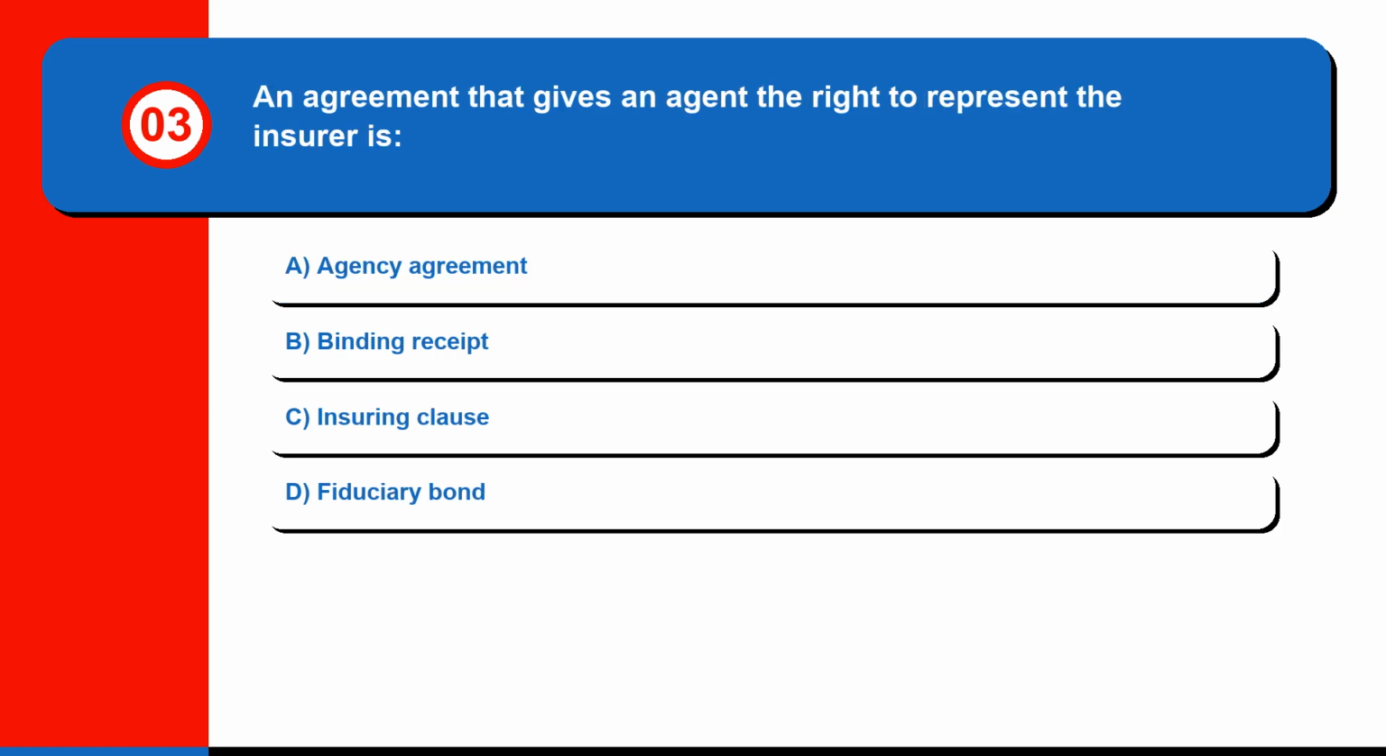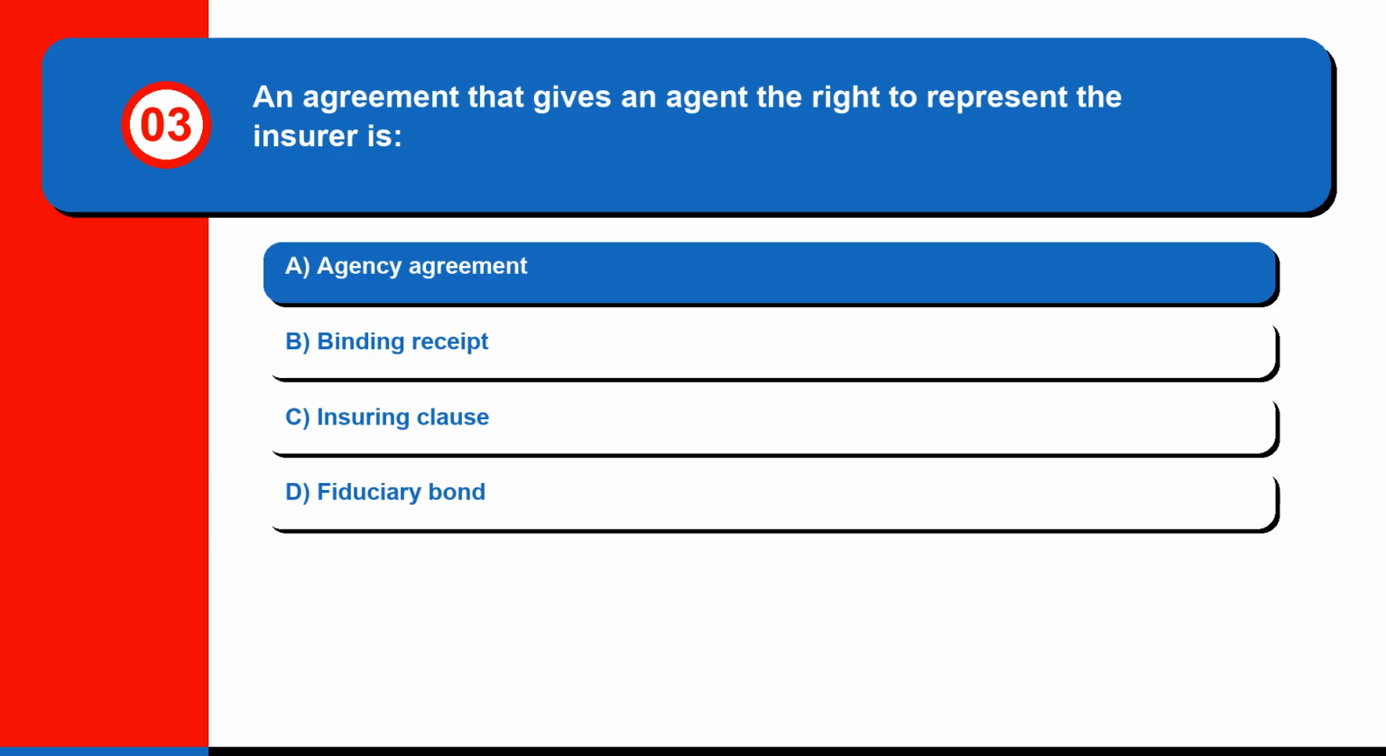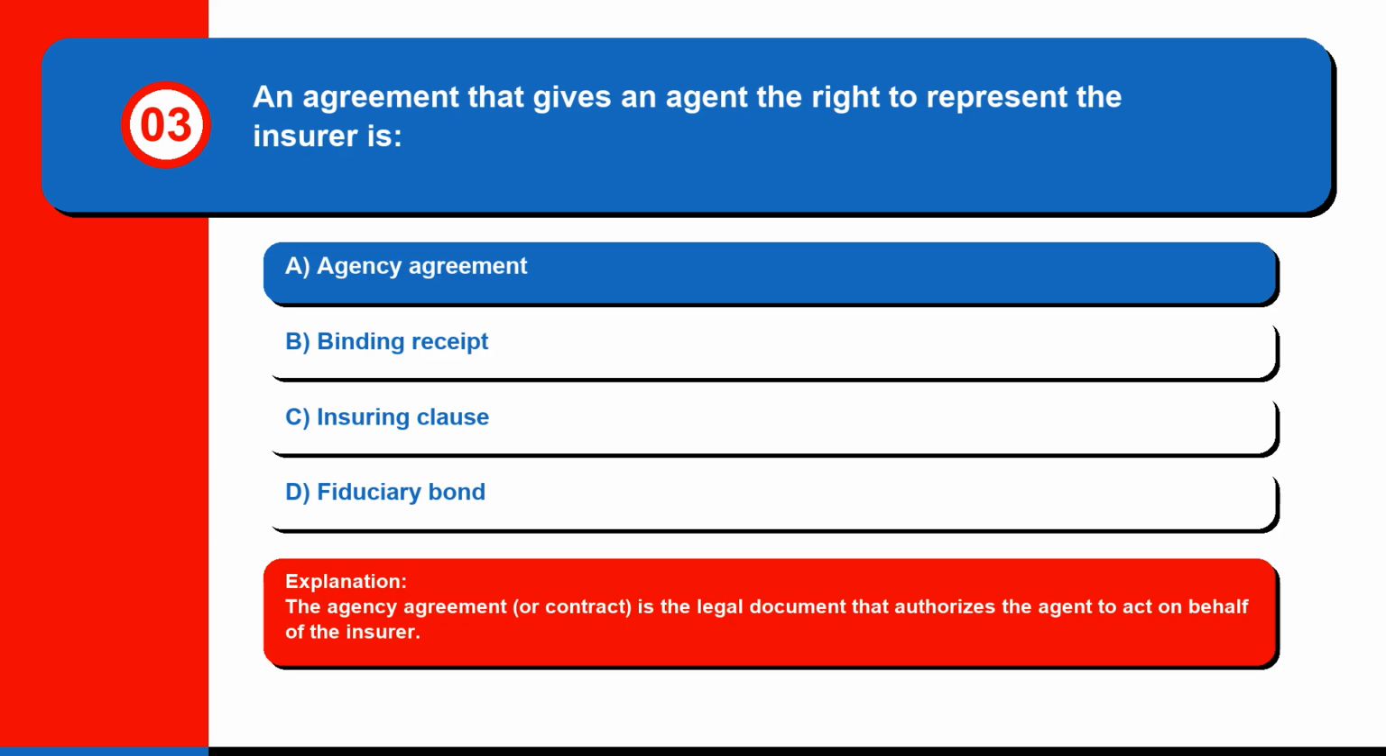Question 3. An agreement that gives an agent the right to represent the insurer is A. Agency agreement. B. Binding receipt. C. Insuring clause. Or D. Fiduciary bond. The correct answer is A. Agency agreement. The agency agreement, or contract, is the legal document that authorizes the agent to act on behalf of the insurer.